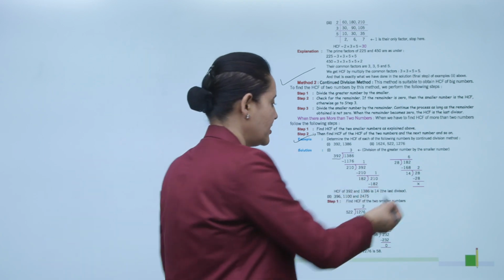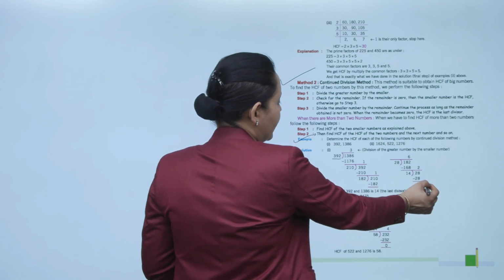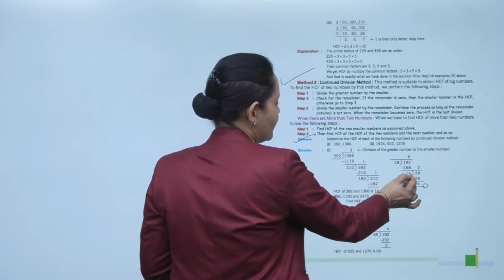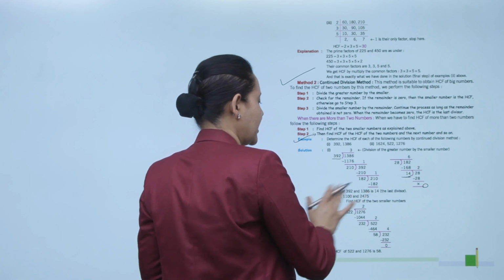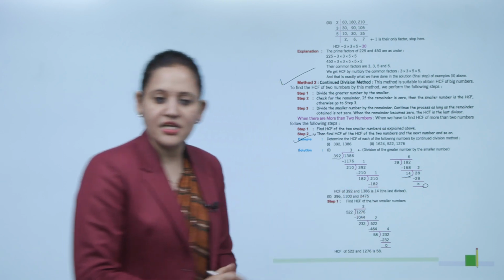So 2 times, and we will get 0. So the last divisor was 14. So 14 will be the HCF of the given numbers. Clear?